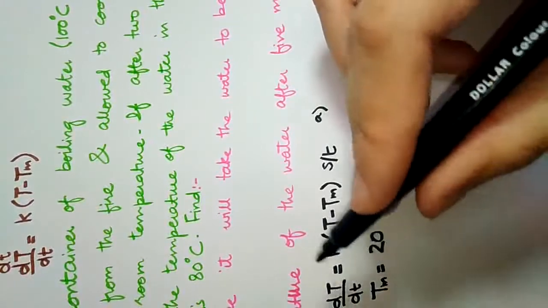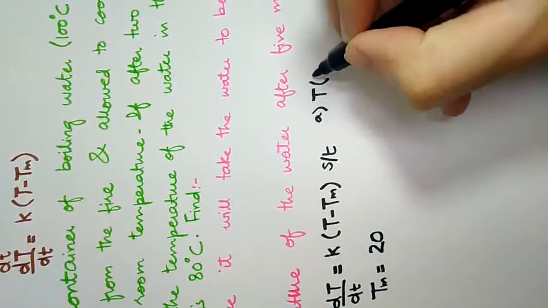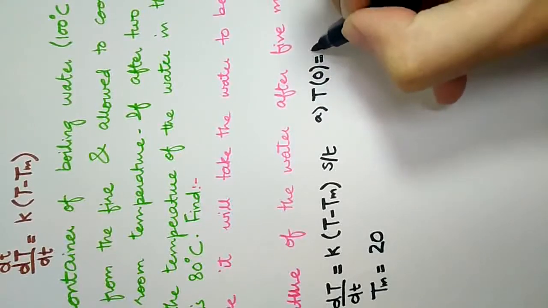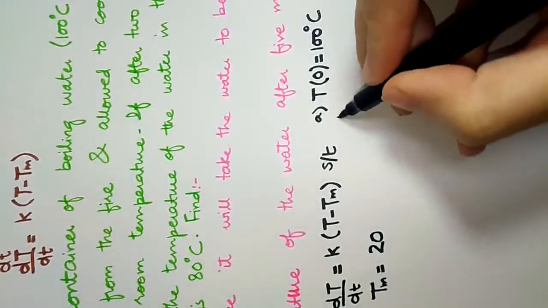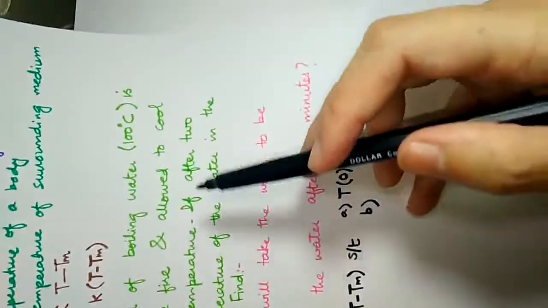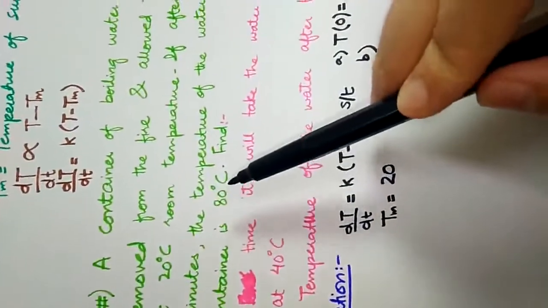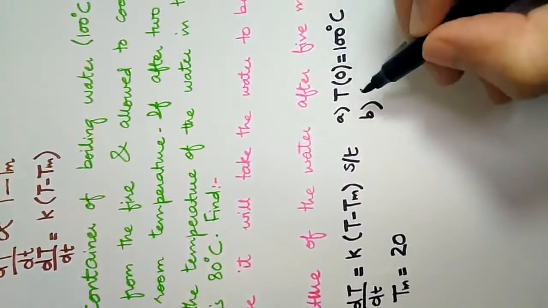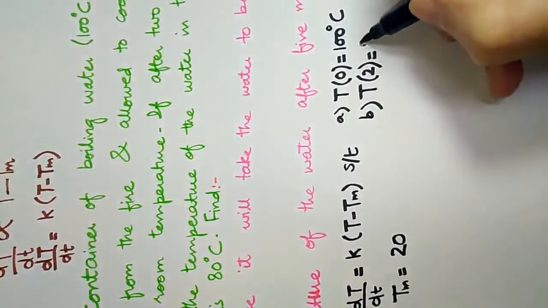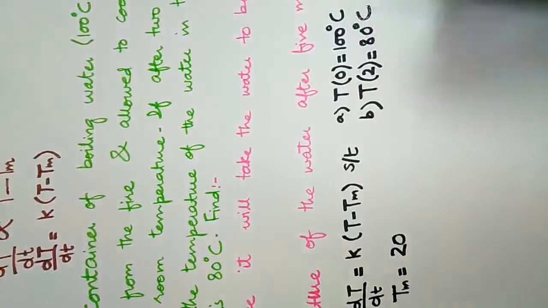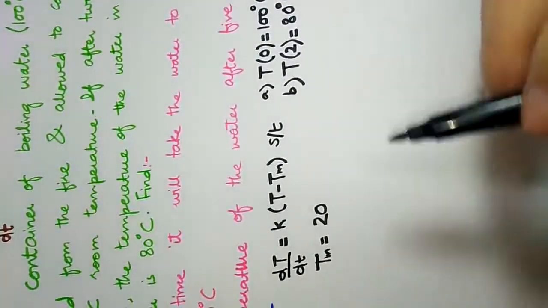capital T is temperature, so it is a function of time. So T at time 0, initially the temperature was 100 degrees centigrade, and after 2 minutes the temperature of the water in the container is 80 degrees centigrade. So when time is 2 minutes, it is reduced to this. Now we model the problem and find the constants with the help of this.